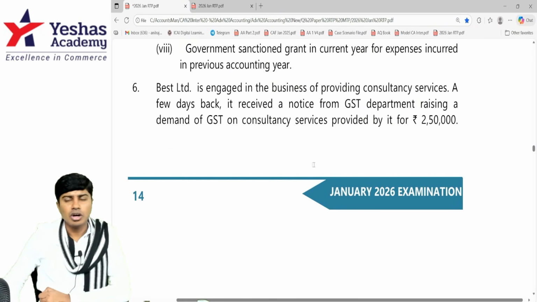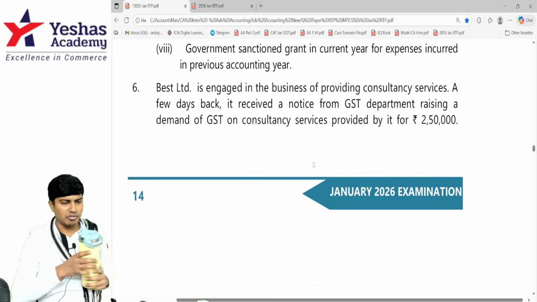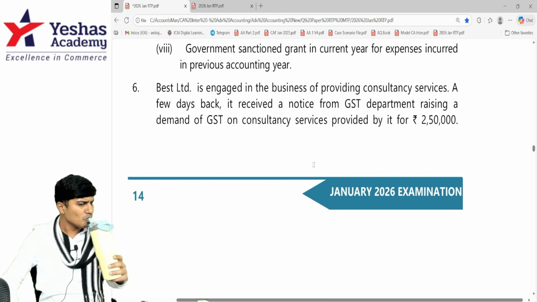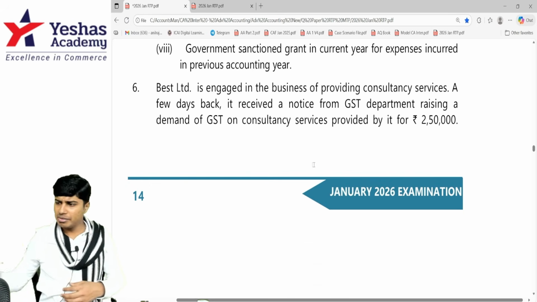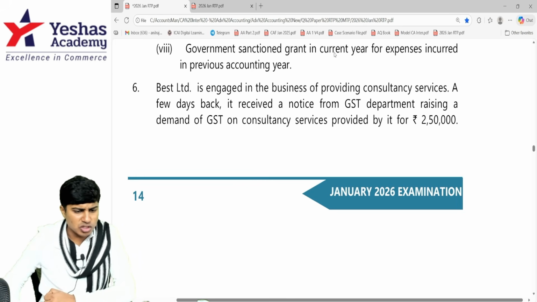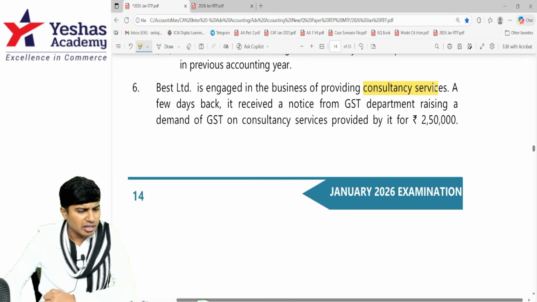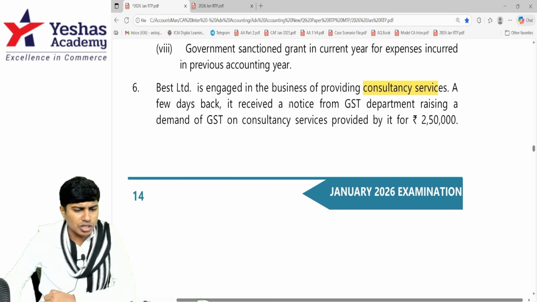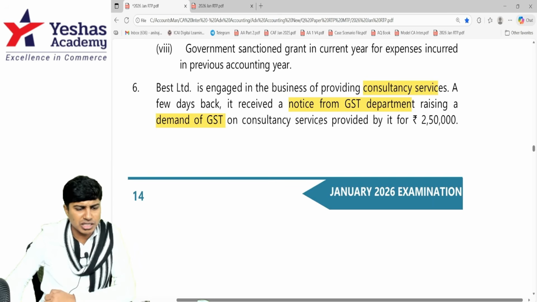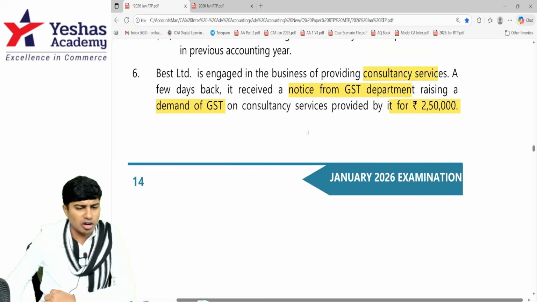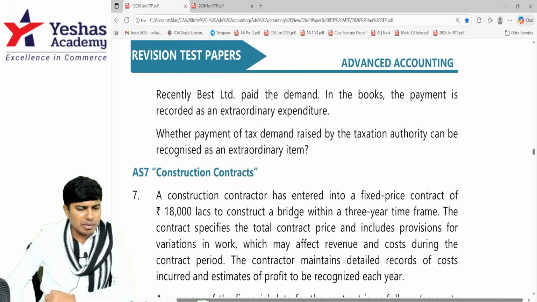There is one more question on accounting standard 5 only. Read this. Best Limited is engaged in the business of providing consultancy services. A few days back, it received a notice on GST from the department raising a demand of GST on consultancy services for rupees 2,50,000. Recently, Best Limited paid the demand. In the books, payment is recorded as extraordinary expenditure.